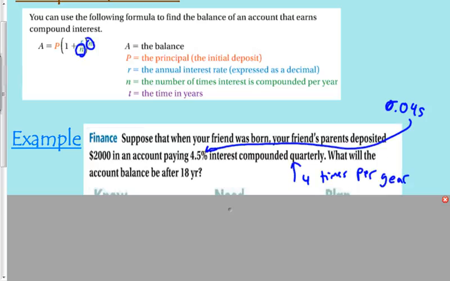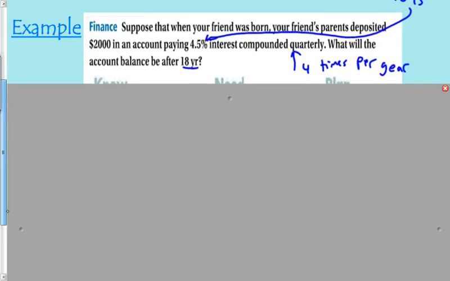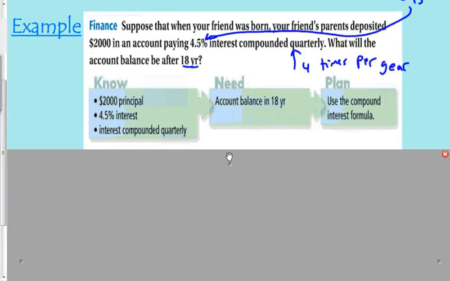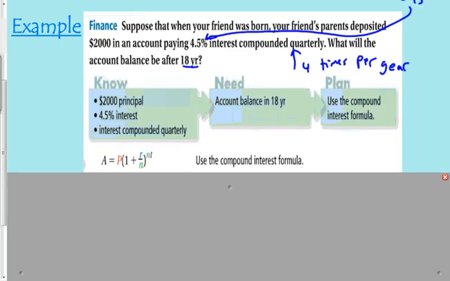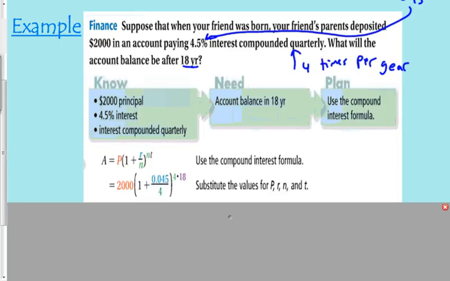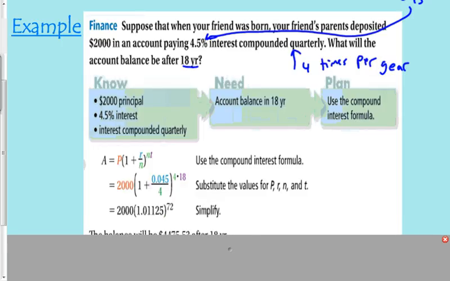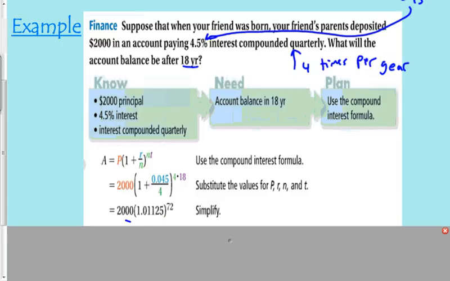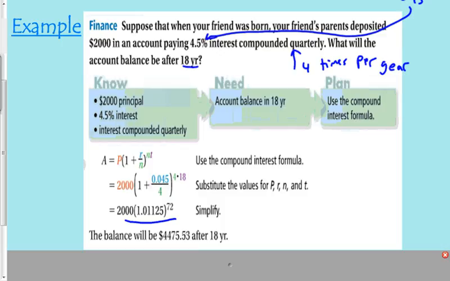So what will our account balance be after she is 18 years old? We know the $2,000 principal, 4.5% interest. It's compounding quarterly. We need to figure out her balance after 18 years. So I'm just going to use that formula. I can plug in 2,000 for the principal, 0.045 for that rate, 4 for n because it's quarterly, and then 18 would be the number of years. So if we put that together, it would be this right here, and we simplify using a calculator.